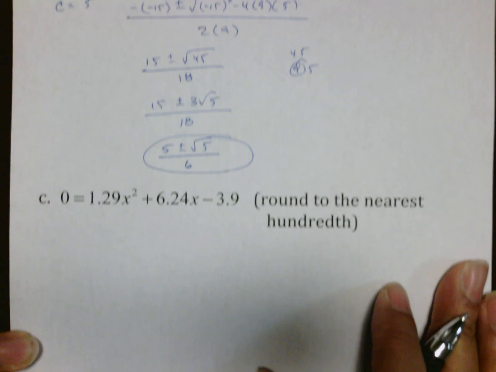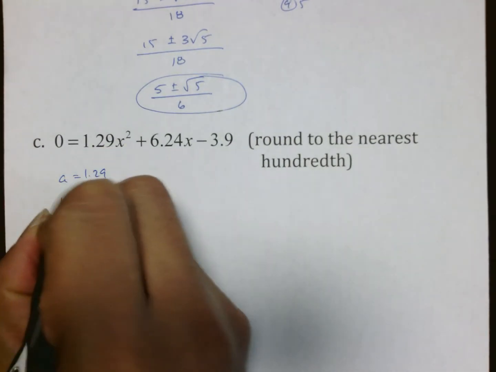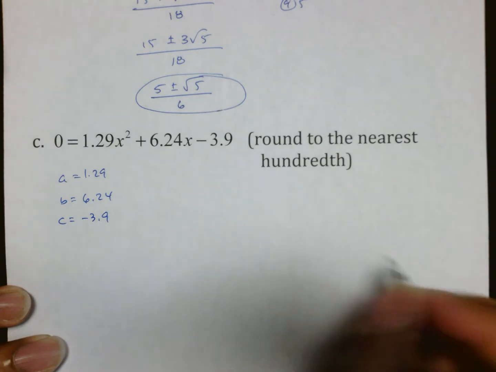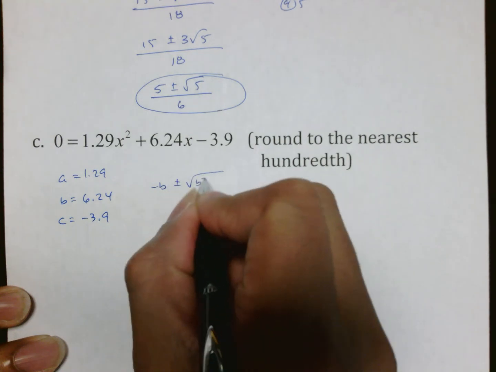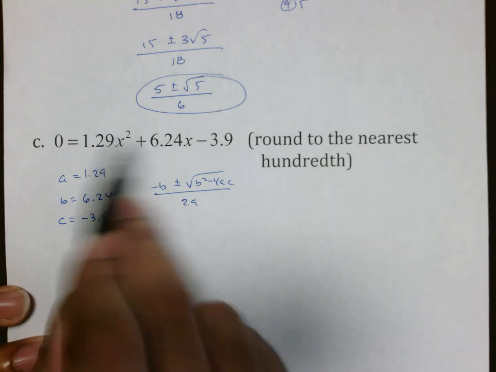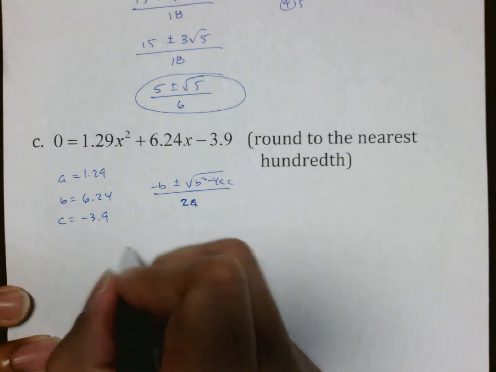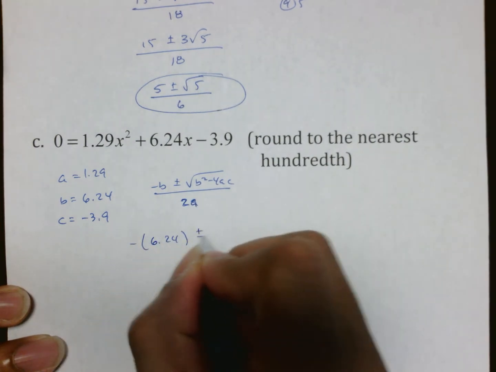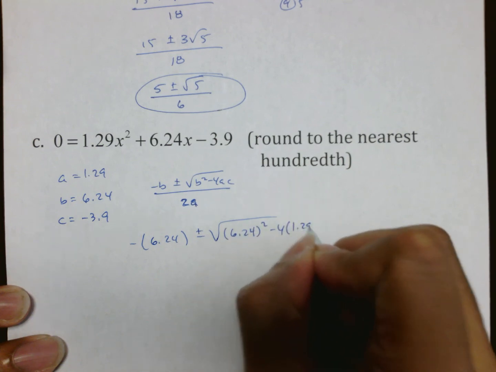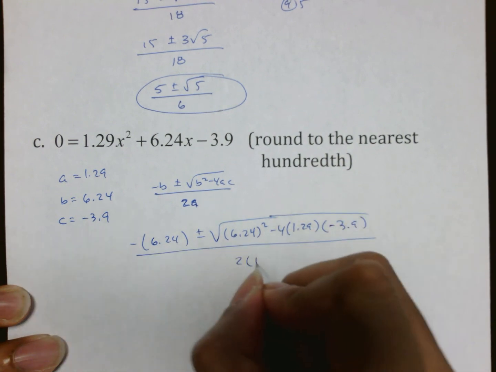The last question is the ugly one. A is 1.29, B is 6.24, C is -3.9. Now, this question does say round to the nearest hundredth, but I'm pretty sure you understand if you get ugly numbers like this, there is no way you're going to get a nice answer, and you probably have to round it anyway. So we get negative 6.24 plus or minus 6.24 squared minus 4 times 1.29 times -3.9, all over 2 times 1.29.